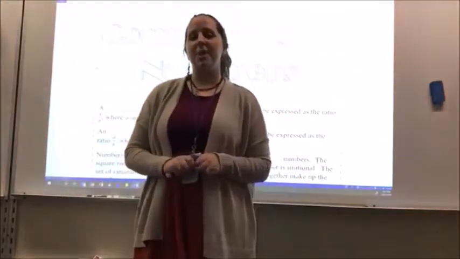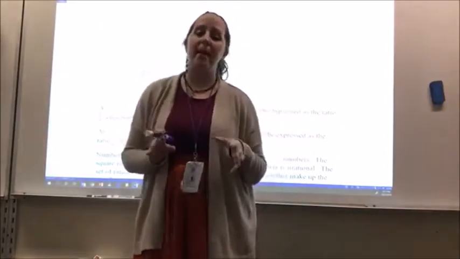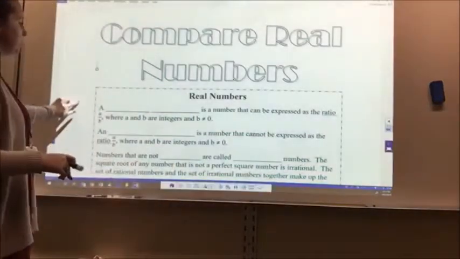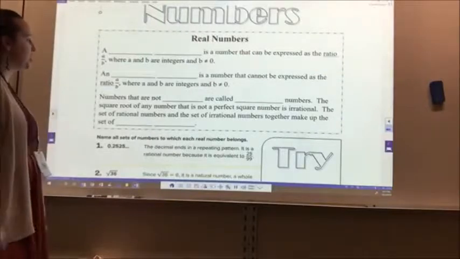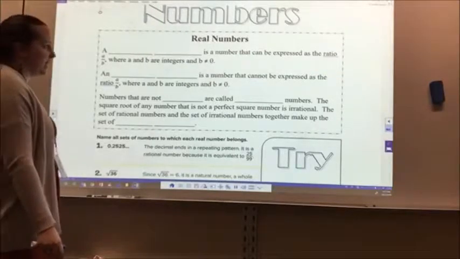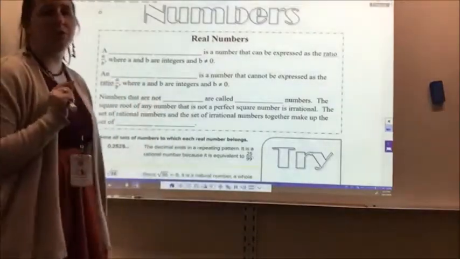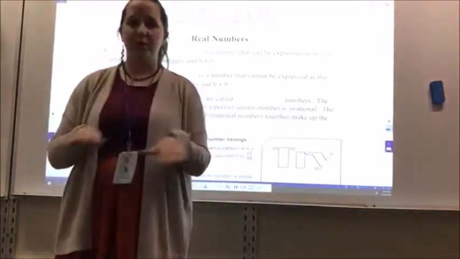All right, this is chapter 1, lesson 10, last lesson in the chapter, comparing real numbers. So, real numbers: a blank blank is a number that can be expressed as the ratio A over B, where A and B are integers and B cannot equal 0. Again, bad things happen when you divide by 0 in math. Okay, worlds explode. Don't do it, bad idea.